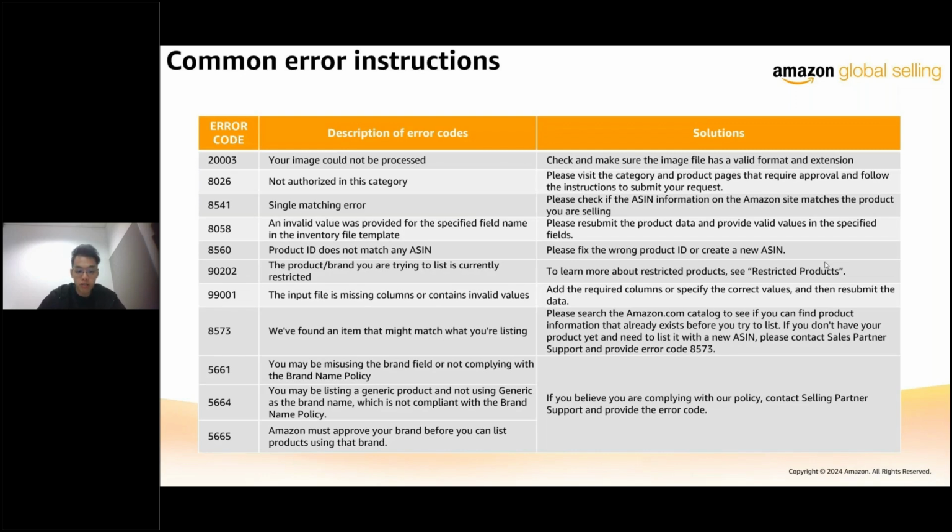The next one will be 8541. Some of our sellers started listing on Amazon a few years back, and they actually forgot which attributes they used for their listing. For example, say they're selling essential oil. They used to just call it lavender, but now they've upgraded the name to, let's say, a summer lavender smell or something.